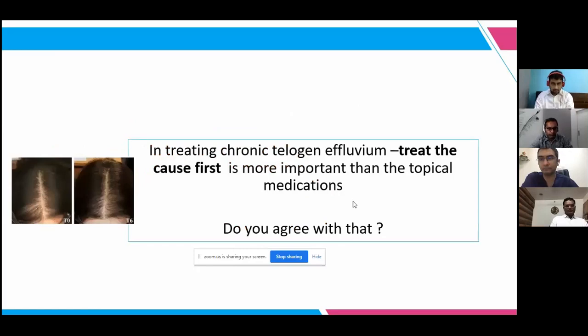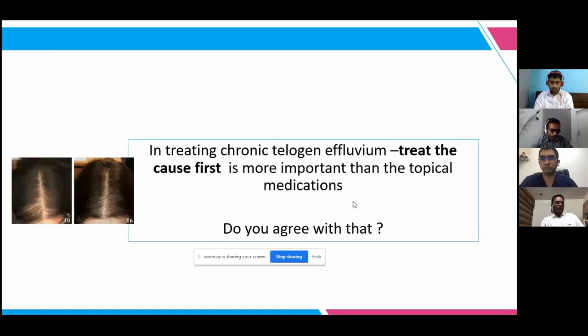Next question goes to Dr. Anand. In treating chronic telogen effluvium, treating the cause first is more important than the topical medications. Do you agree with that? Yes, sir. Definitely, because in any chronic telogen effluvium, first treat the primary cause. Whether it could be anemia, long-standing anemia, or vitamin D3 deficiency, B12 deficiency, or a thyroid problem.